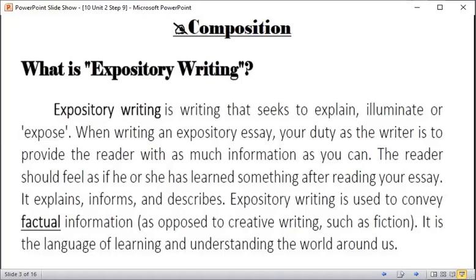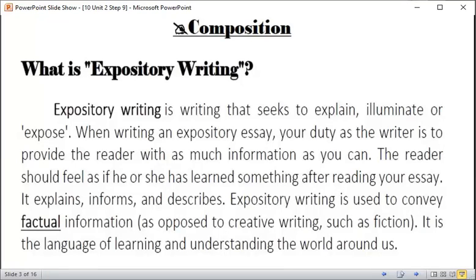So it's just giving information, okay? The reader should feel as if he or she has learned something after reading your essay. So when I read an expository writing, it means I learned something new. Expository writing, as I said, explains something, informs, and describes something.